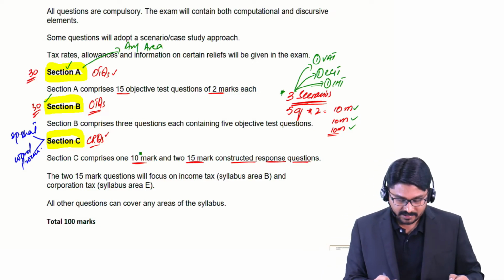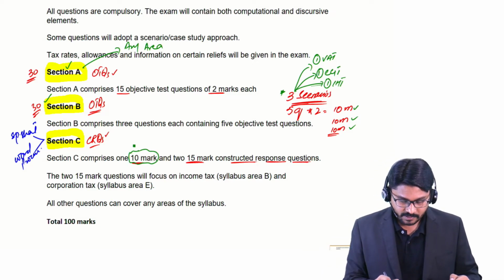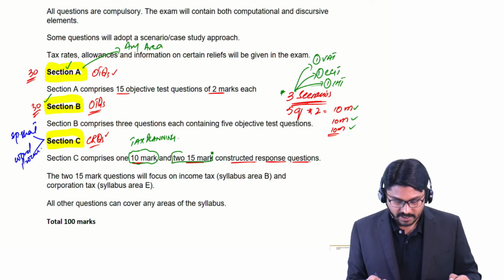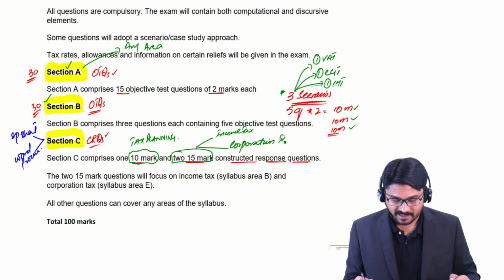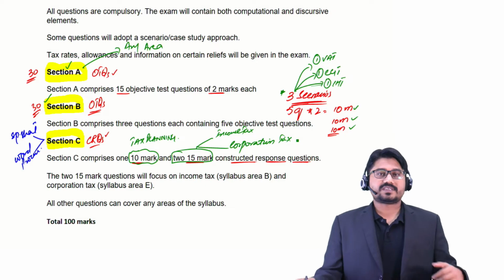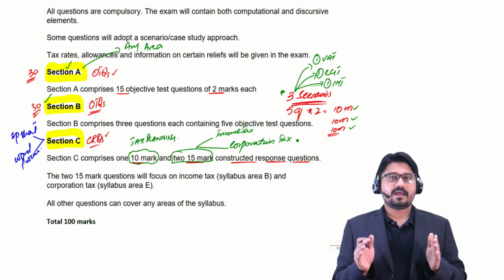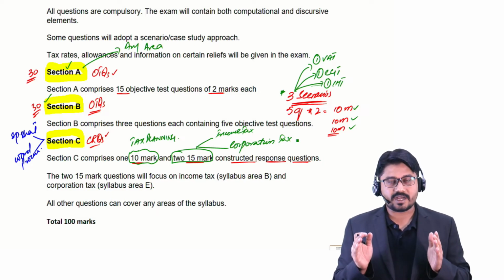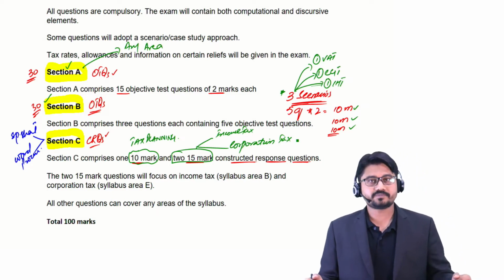For section B, this 10-mark question pertains to tax planning, and these two 15-mark questions, one question comes from income taxes and the other one from corporation tax. So this is how we can divide this section into the syllabus areas of the taxation course.